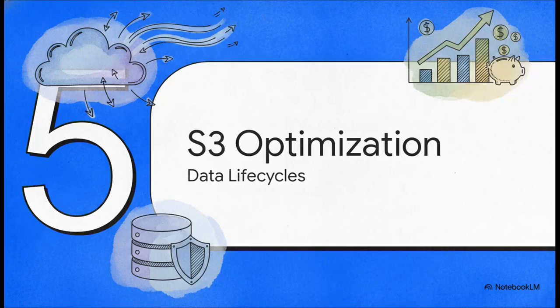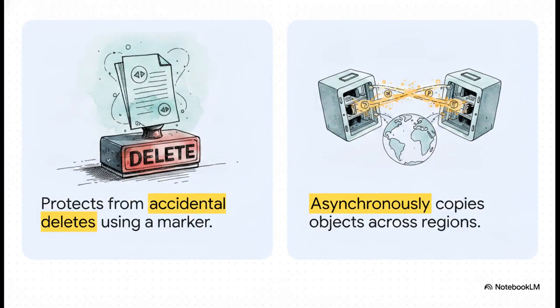Which brings us to our final part, Section 5, S3 Optimization and Storage Classes, Managing Data Lifecycles. Let's look at the final tier of the Architect's Toolkit. How do we keep our data highly available, safe from disaster, and yet aggressively optimize our monthly AWS bill? Well, we start with data protection. S3 versioning protects you from accidental deletes. Instead of wiping a file permanently, S3 just hides it under a delete marker that you can easily restore later.